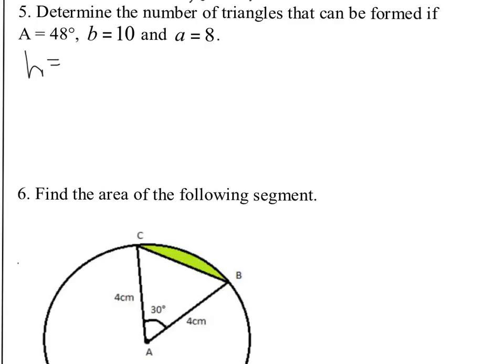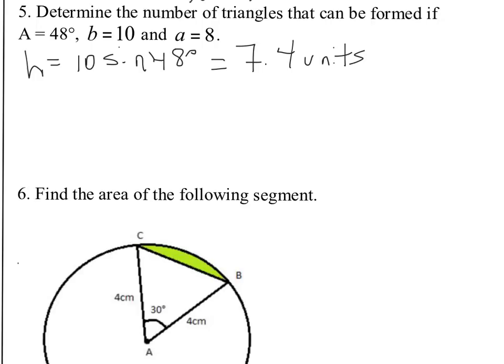So we know that h is, we know that the height of the triangle is going to be the side adjacent to the angle times the sine of the angle. That's going to give us the height. So this gives us about 7.4 units. 10 times the sine of 48 degrees is approximately 7.4 units.